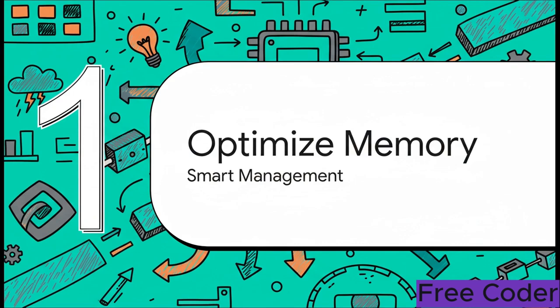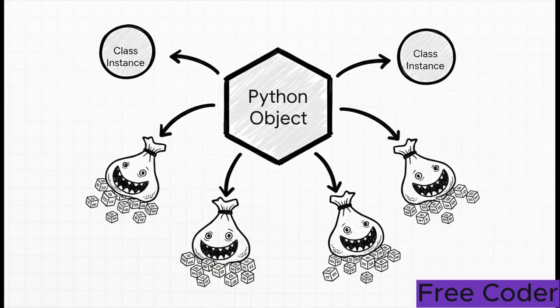Okay, our first stop is all about memory. Now, I know memory management doesn't sound super glamorous, but trust me, this is where you can find some of the biggest and easiest performance wins. So let's talk about the hidden cost of one of Python's best features, its flexibility. By default, every time you create an object from a class, Python uses a dictionary in the background to store all its attributes. Now, that's great for flexibility. You can add stuff on the fly, but it means every single object is carrying around this extra memory-heavy baggage.